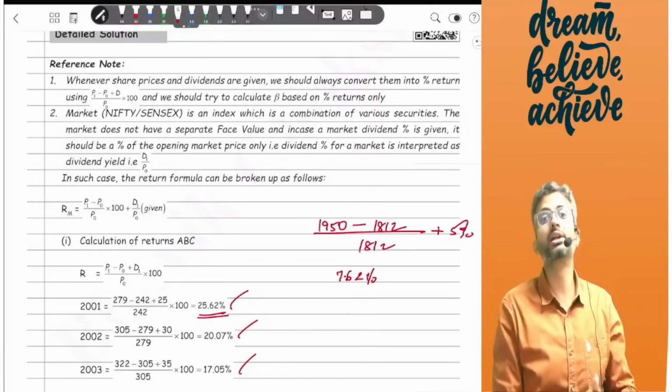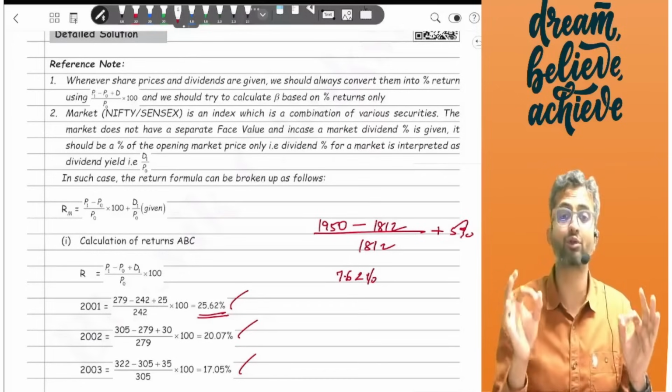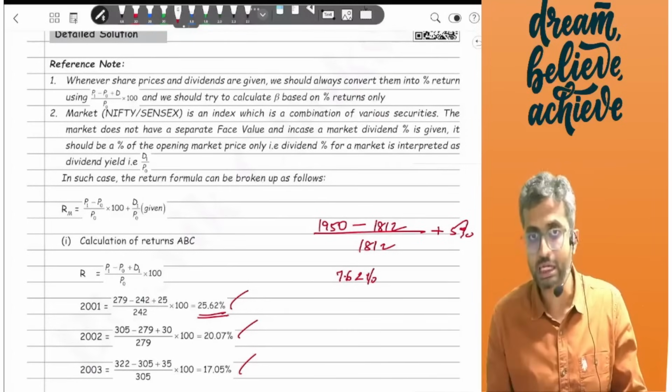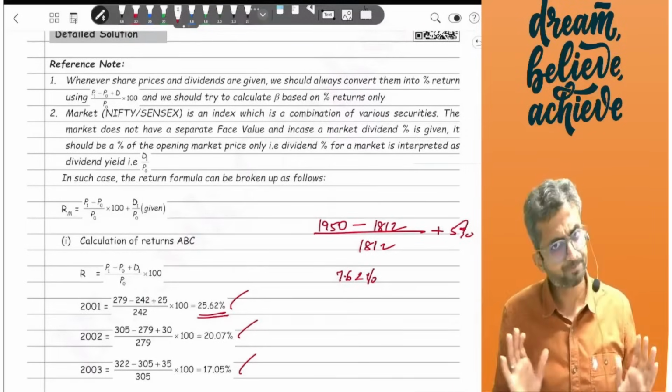You have to find the percentage return, and based on that, find beta. So whenever you are asked to find beta and you are not given prices which are in percentage, you first convert them into percentage and then talk. Okay.